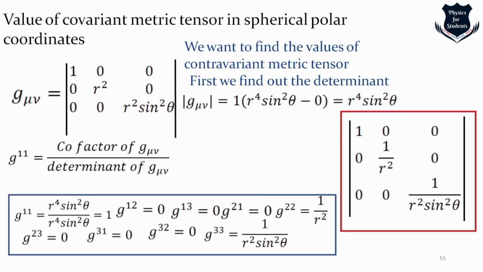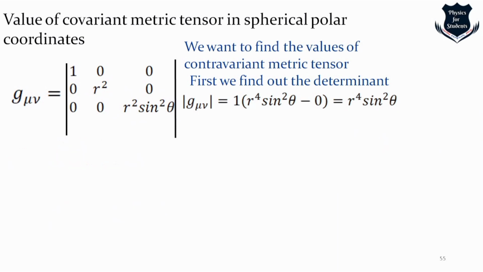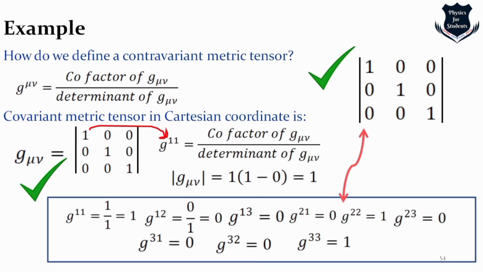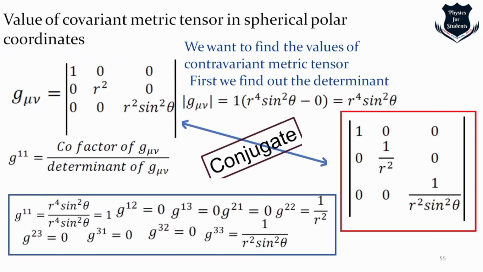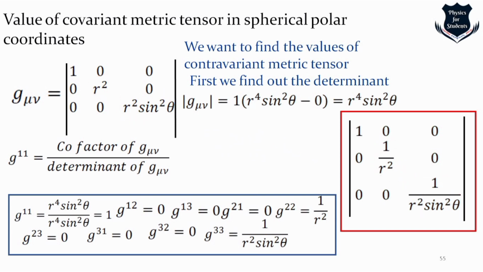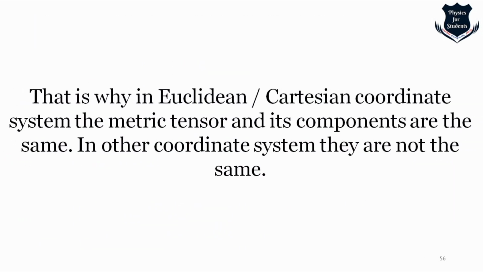So if you really want to see, you can just go back. Let me just go back. Yeah, so this one and this one is the same. I put a blue tick. But here, when we plot those values, these are not the same, they are the conjugate, right? So that is why we say that in Euclidean Cartesian coordinates, the metric tensor and its components are the same. In other coordinates, they are not the same.